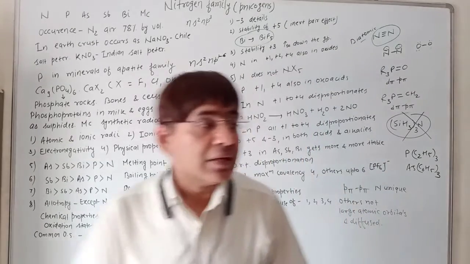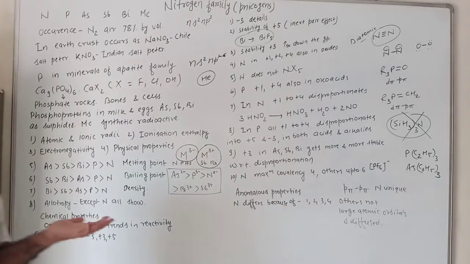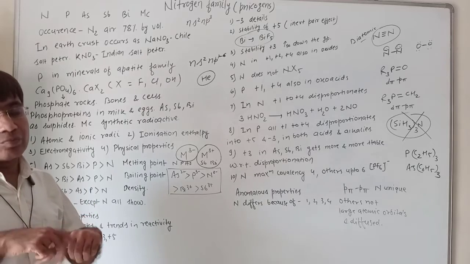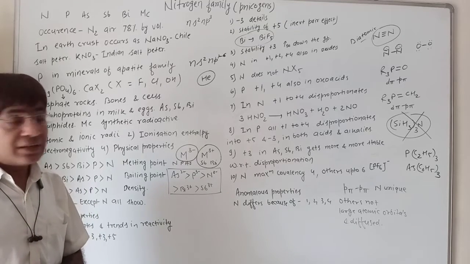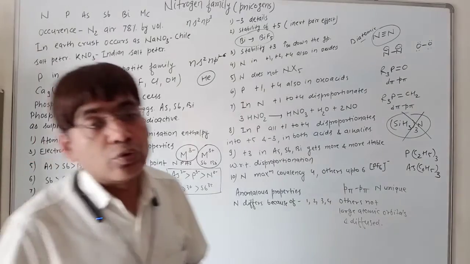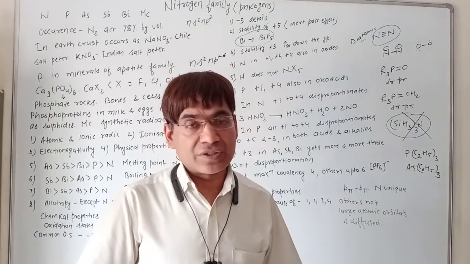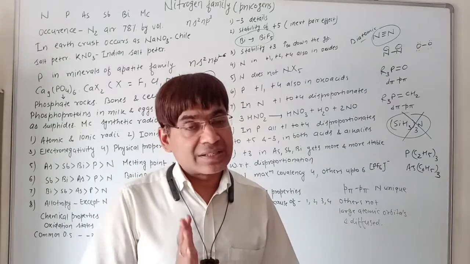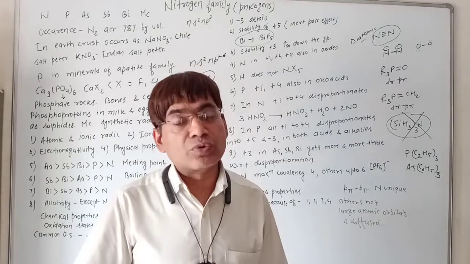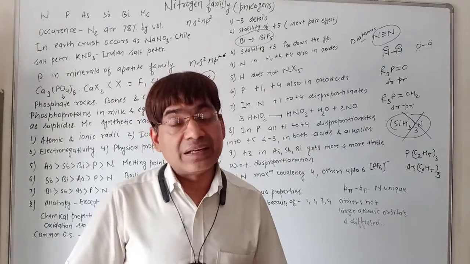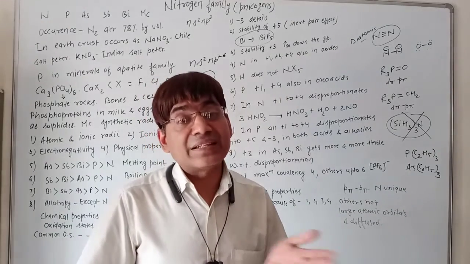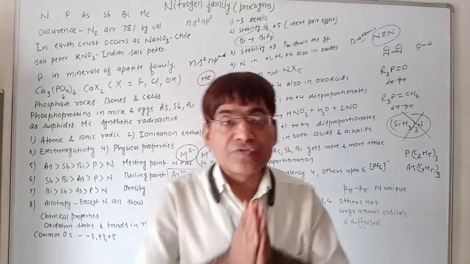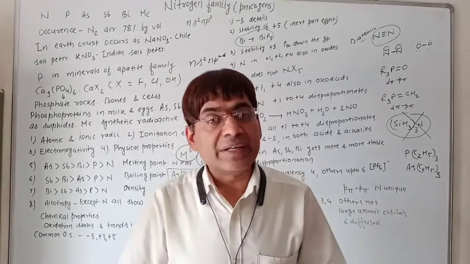Is it clear? Now, when we compare the second and third ionization energies, they also decrease as we move down the group, but there is an exception. Bismuth is expected to have the least ionization energy, first, second and third, but bismuth shows what? Its second and third ionization energy is more than that of antimony. As we move down the group, ionization enthalpy decreases.